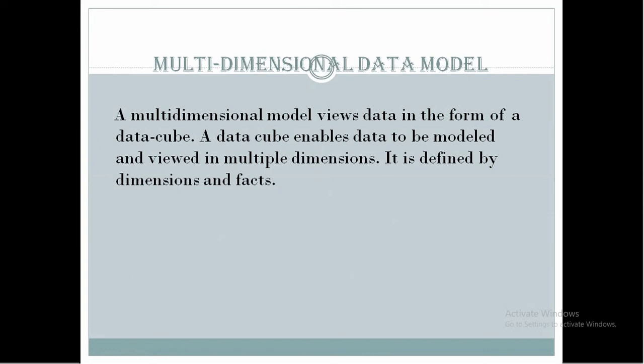The dimensions are the perspectives or entities concerning which an organization keeps records. For example, a shop may create a sales data warehouse to keep records of the store's sales for the dimensions time, item, and location. These dimensions allow us to keep track of things, for example, monthly sales of items and the locations at which the items were sold. Each dimension has a table related to it called a dimension table, which describes the dimension.